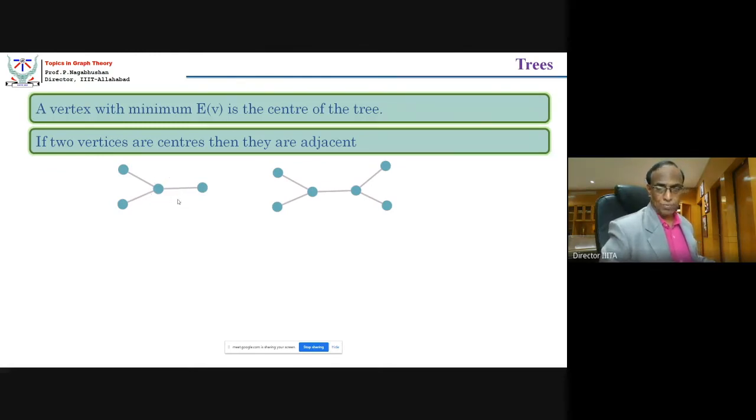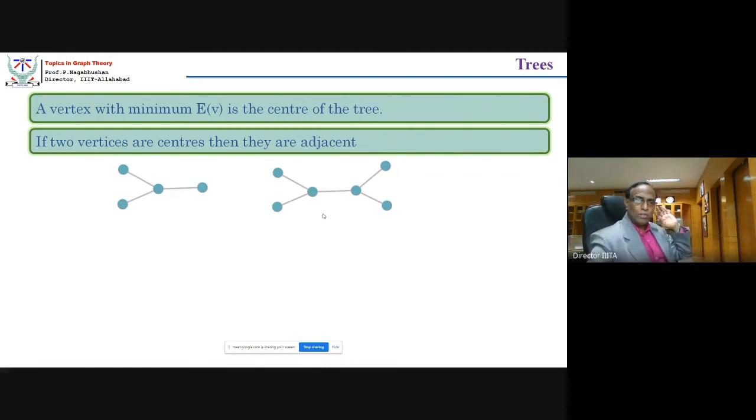Center of the tree. Is it okay? Now, in this graph, the eccentricity of this vertex is 3. See, 1, 2, 3. That is the farthest vertex. Eccentricity of this vertex is also 3. Eccentricity of this vertex is 3. Eccentricity of this vertex is 3. Eccentricity of this vertex is 2. Eccentricity of this vertex is 2. All right. And there are two centers, and both of them are adjacent.